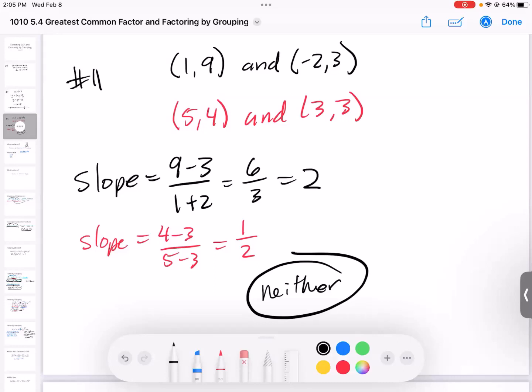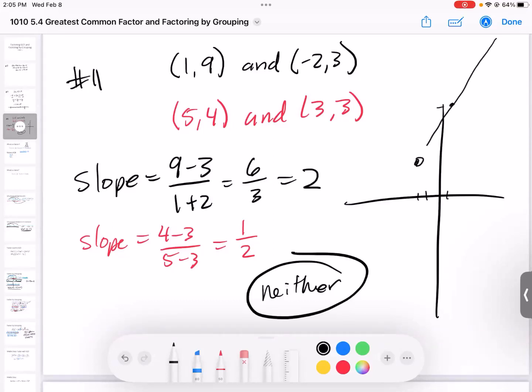And in order to be parallel, they have to be the same. So they're definitely not parallel. And to be perpendicular, they have to be opposite reciprocals of each other. And these are reciprocals of each other, but they're not opposite. And this is a little bit more obvious that they're not perpendicular if you graph it, because if you go like 1, 9, negative 2, 3, that'd be about right there.